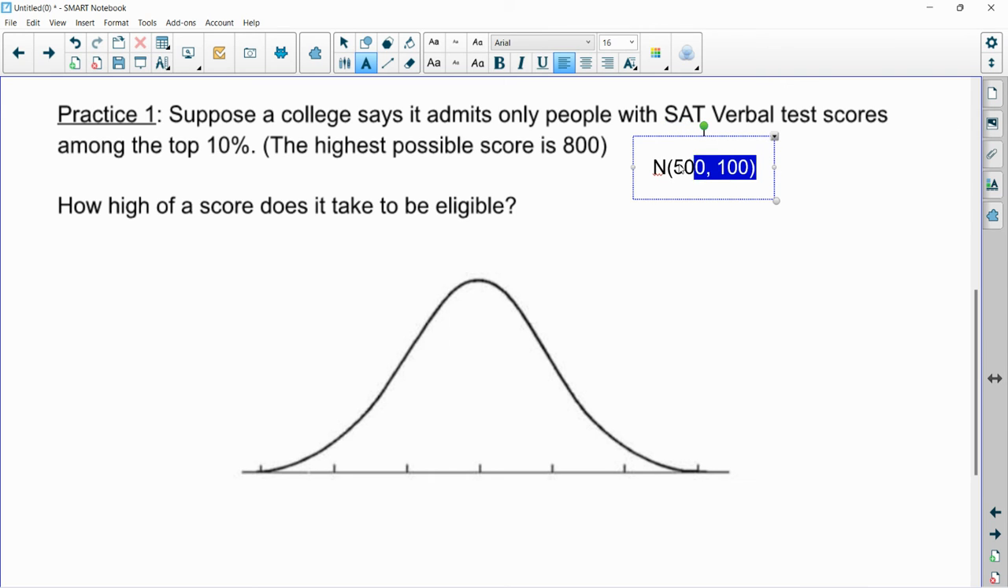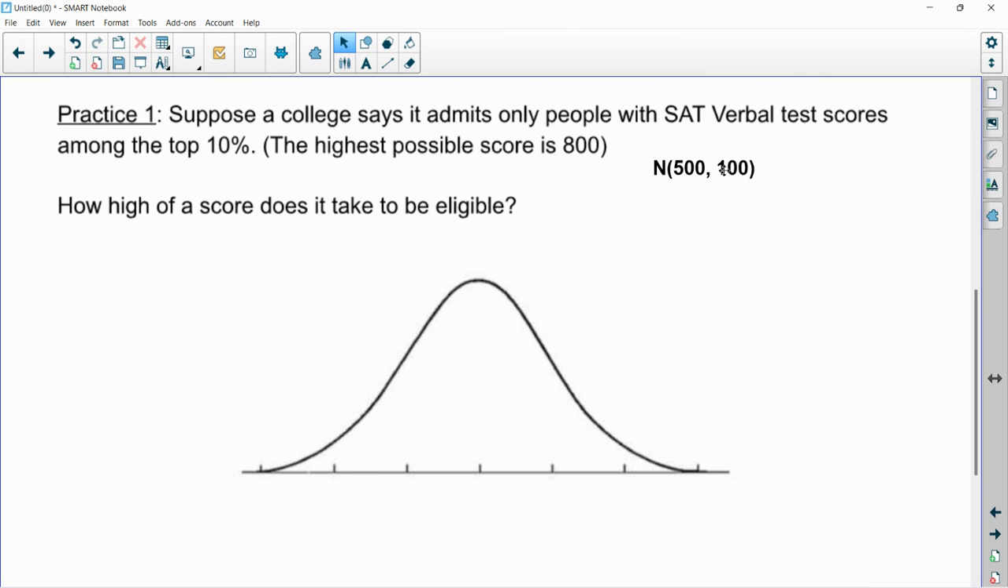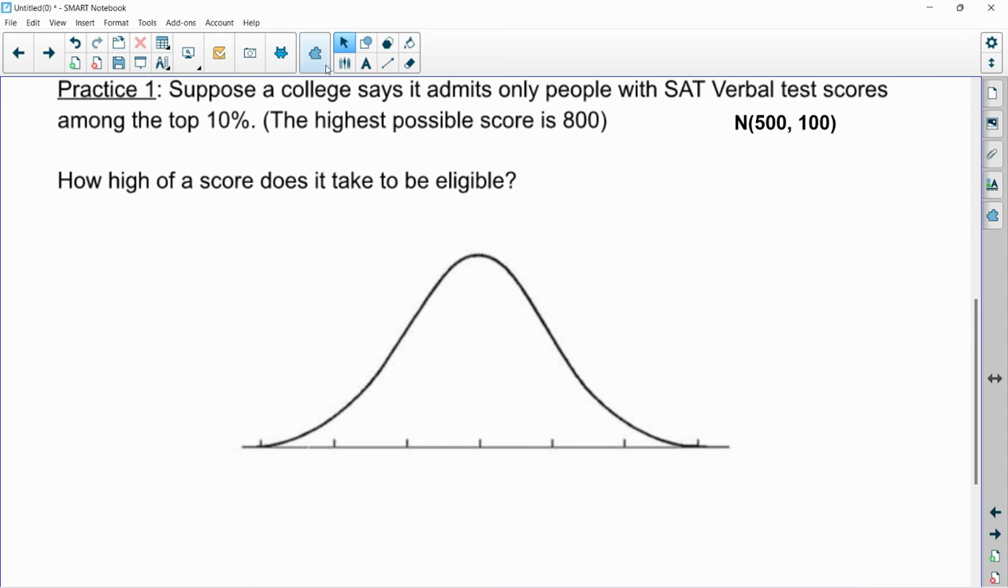So remember, I give it to you in notation form as a reminder that we don't always get these values given to us written out in a sentence. So remember, N tells us that we have a normal distribution. Our first value is our mean, and our second is our standard deviation. All right, so why don't we go ahead and label the diagram.